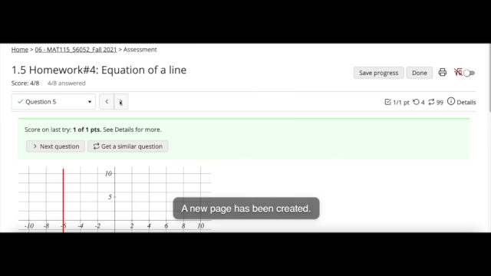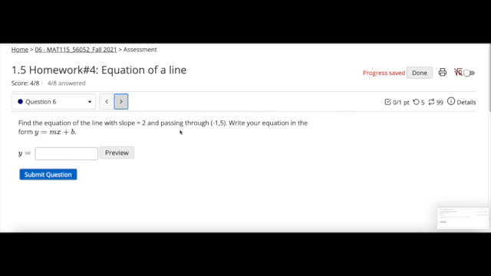Number 6, question 6. What do we know about this question? We know that the slope is equal to 2. Alright, so slope is equal to 2, and it passes through negative 1, 5.